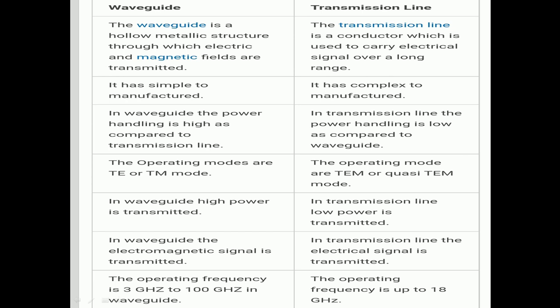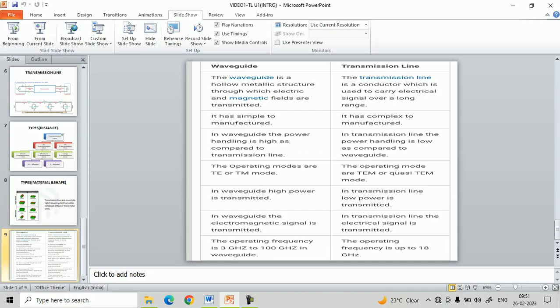The operating mode in case of transmission line is called transverse electromagnetic mode or quasi-transverse electromagnetic mode. But the operating modes in case of waveguides are TE and TM, transverse electric and transverse magnetic. In case of waveguide, the electromagnetic signal is transmitted. In case of transmission line, the electrical signal is transmitted, and the operating frequency of the transmission line is about 18 gigahertz, whereas it is in terms of 100 gigahertz in case of the waveguide section.